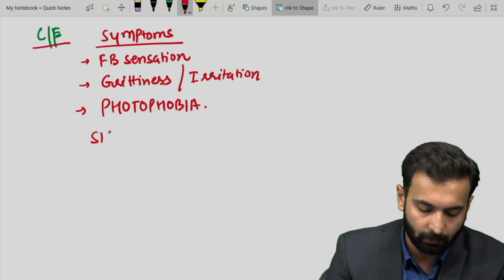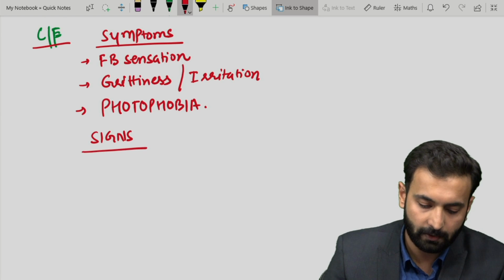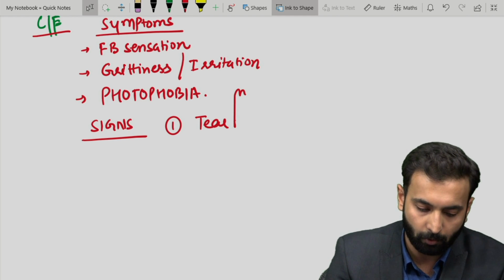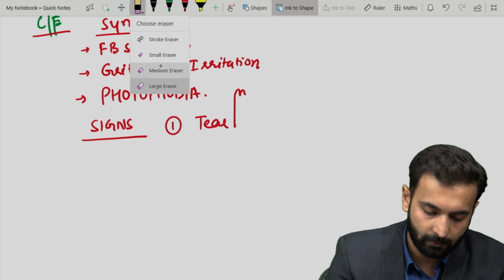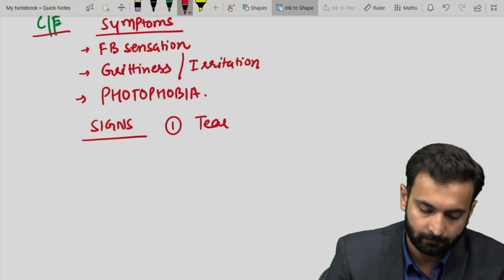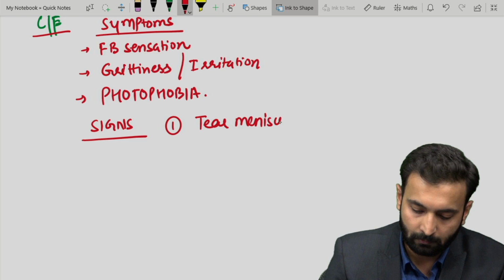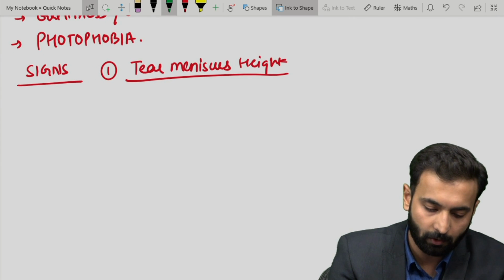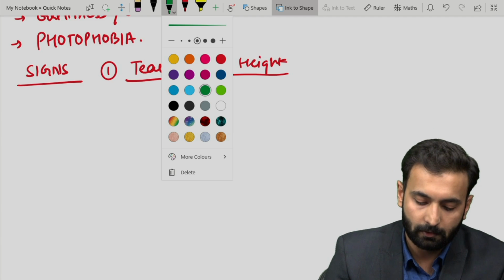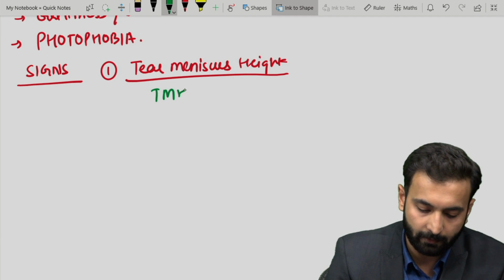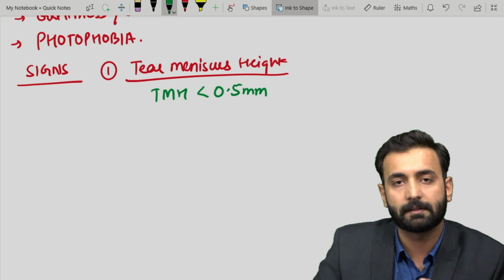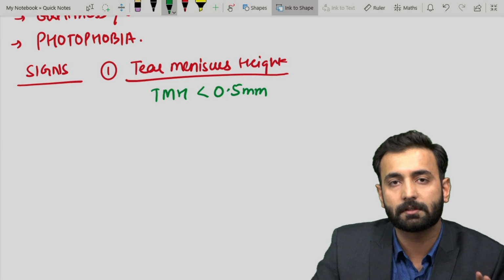Now coming to the signs you see in dry eye. First sign is the tear meniscus height. This is important. You stain the cornea with fluorescent dye and examine the cornea with a cobalt blue filter. The tear meniscus height is less than 0.5 mm in dry eye. If it is less than 0.5, the diagnosis is dry eye.